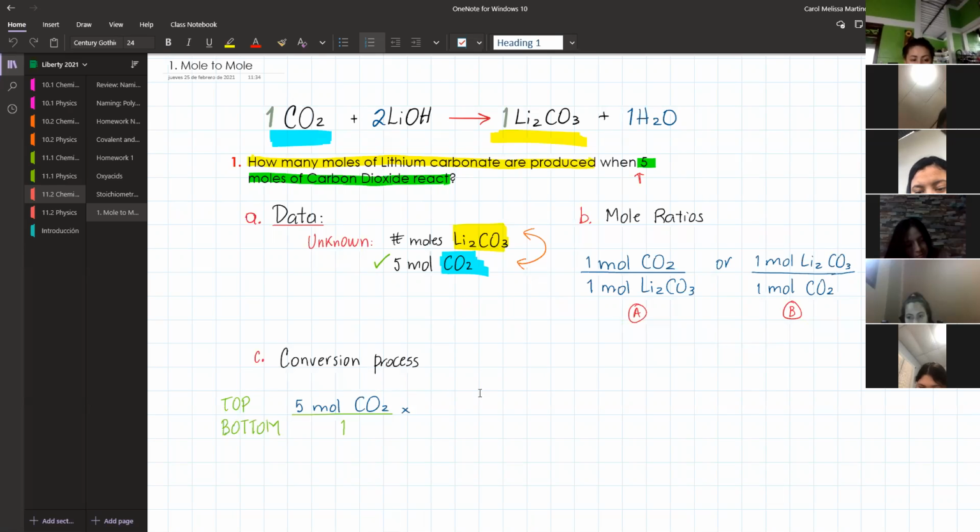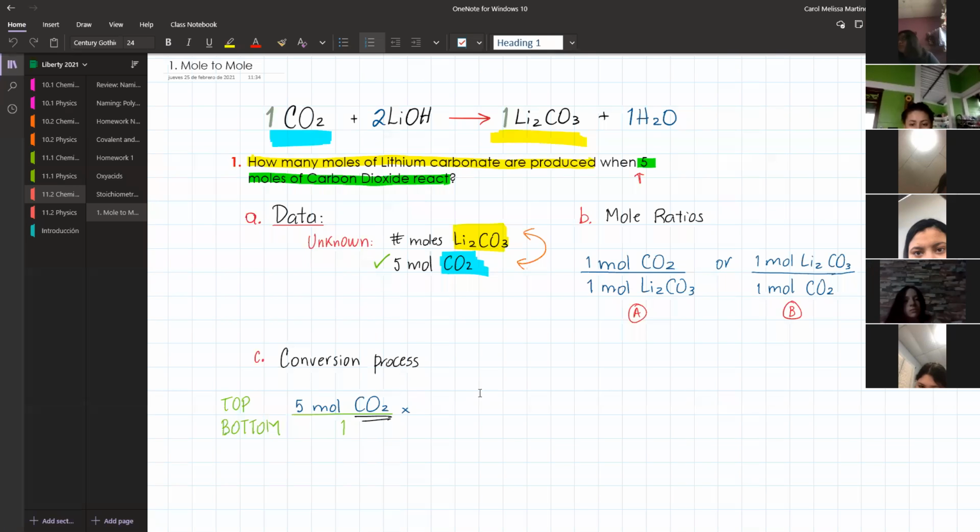So in the top, you have 5 moles of CO2. Okay, in what place do you need to have your CO2 for it to be canceled? Using the mole ratio A or the mole ratio B? Which one are you going to use? B. If I want to cancel CO2, I will be using B because here CO2 is in the top and in B CO2 is in the bottom, okay?